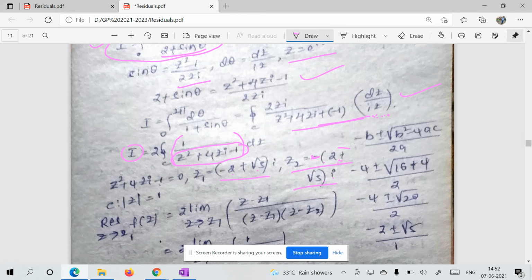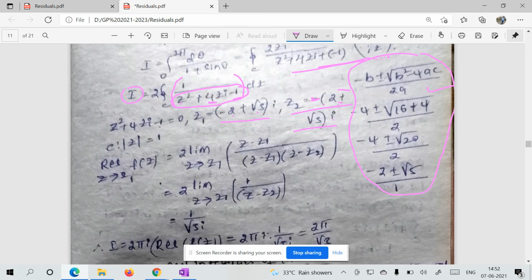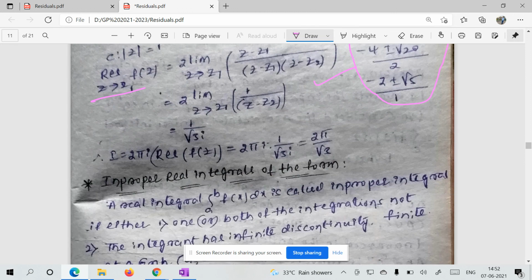So we have the formula for the roots of a quadratic equation: minus b plus or minus root of b square minus 4ac, by 2a. We can substitute this is a, this is b, this is c. By substituting we can get the z1 and z2 values. After getting z1 and z2, we have to find the residue value at z equals z1 and at z equals z2.